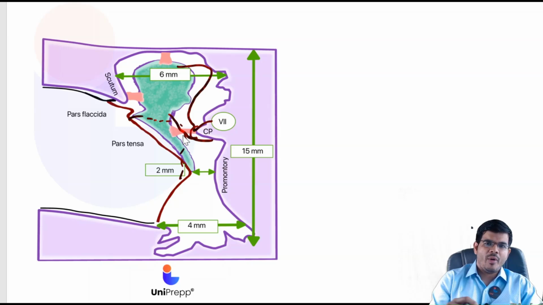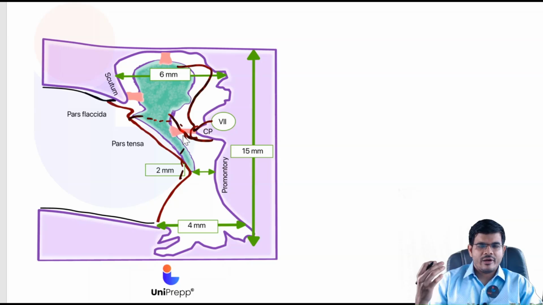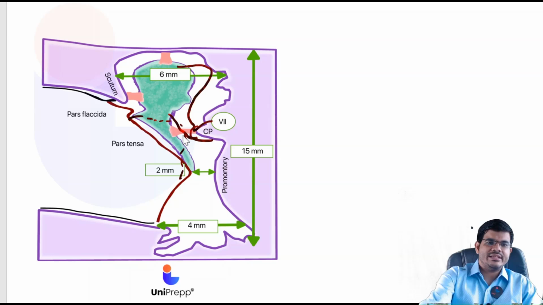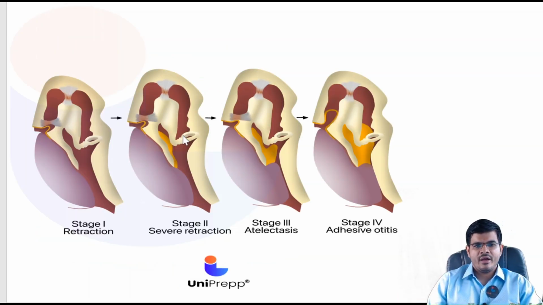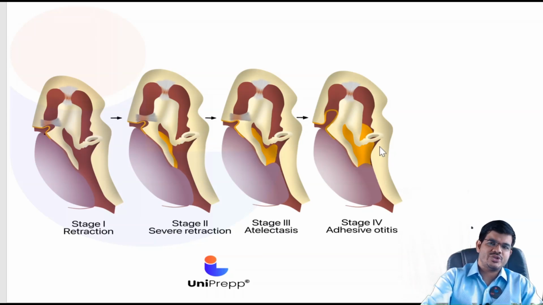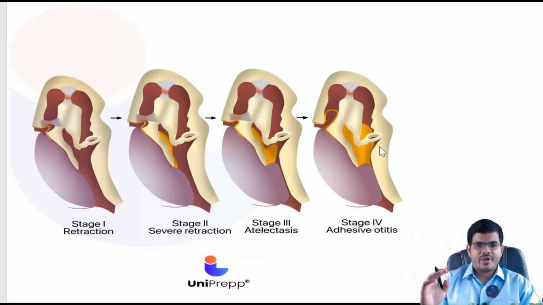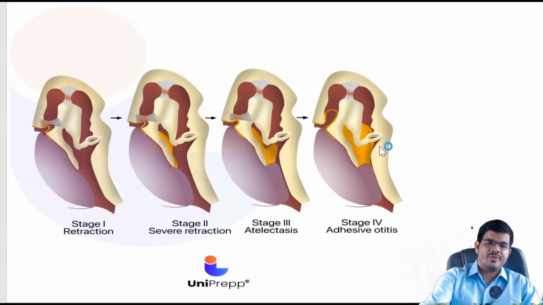In stage 3, what is happening? It is going on to touch the promontory, but with Siegelization and Valsalva maneuver, it can come back. That is what is called as the atelectatic TM, and in adhesive otitis media, it won't come back. Okay, so this is how it is seen. This is the pars tensa. It goes on to touch the long process of incus in stage 2. In stage 3, it goes on to touch the promontory, and in stage 4, it can't revert back, and that is what is called the adhesive otitis media. So stage 3 is atelectatic TM and stage 4 is adhesive otitis media, right?